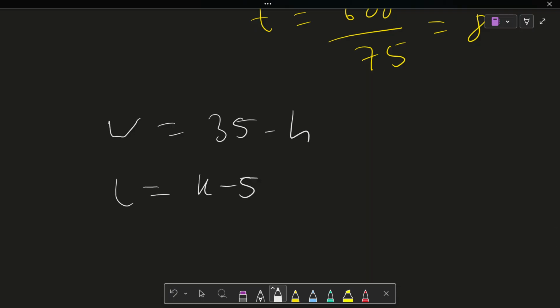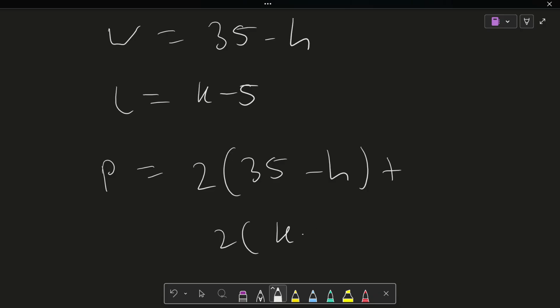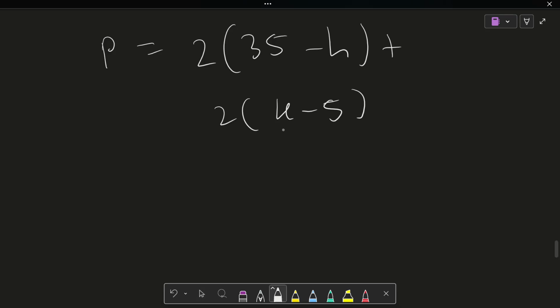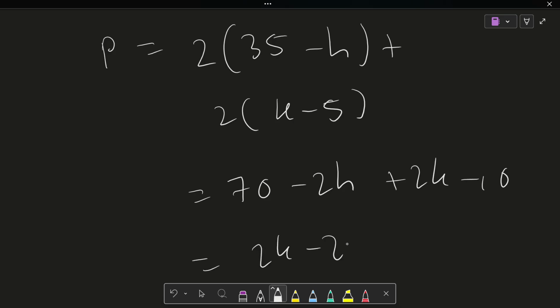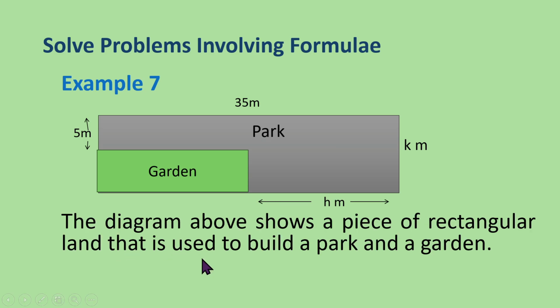k minus 5. So basically the perimeter here, P, would be 2 times 35 minus h plus 2 times k minus 5, which gives you 70 minus 2h plus 2k minus 10, which will give you 2k minus 2h plus 60. Okay, that's part A.